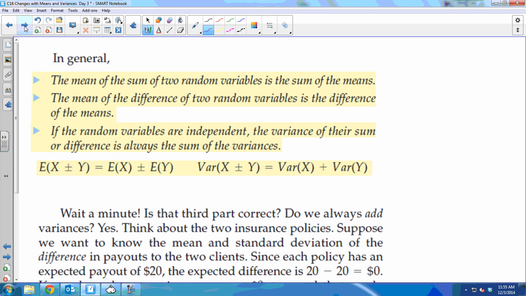Here are the general rules. If you're going to find the mean of the sum of two random variables, it's just the sum of the means. You just add them together. If you find the mean of the difference of two random variables, it's the difference of the means. You're just going to subtract them. We already talked about all this. If the random variables are independent, the variance of their sum or difference is always the sum of the variances. Notice there's no plus or minus sign in it. I'm going to give you an example with the insurance question from our book so it's in context and you can understand why this happens.